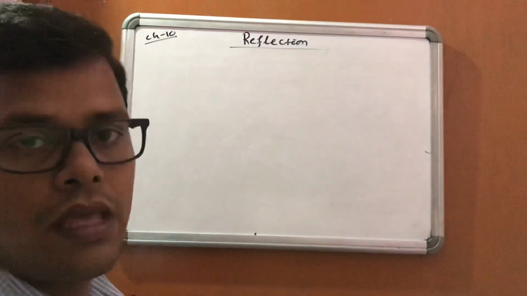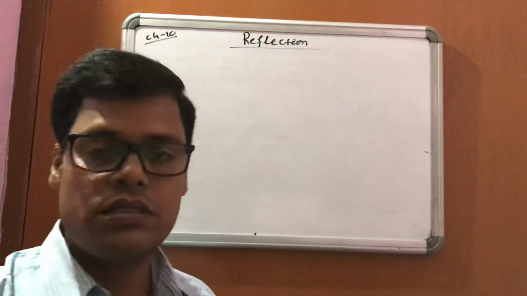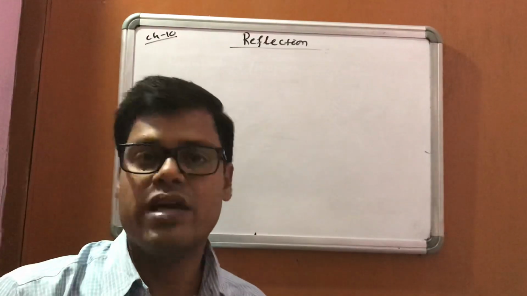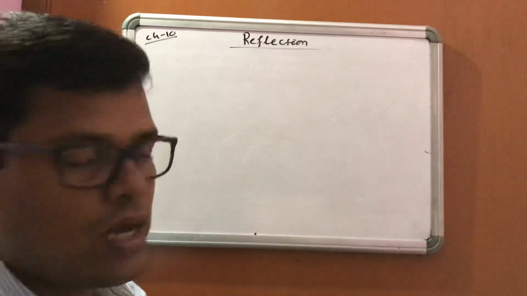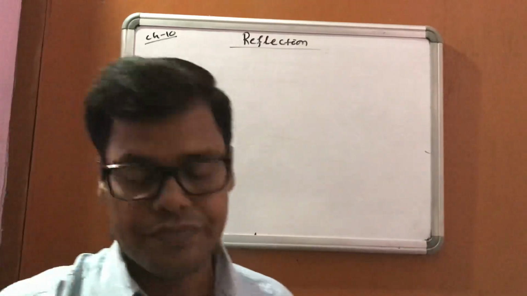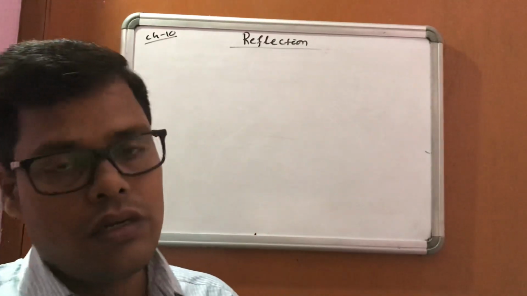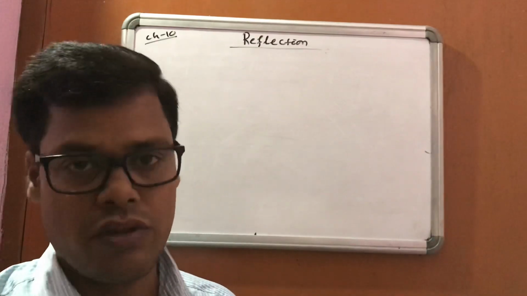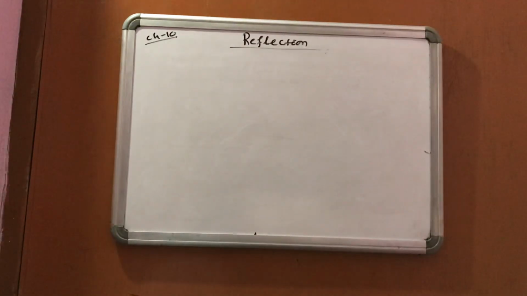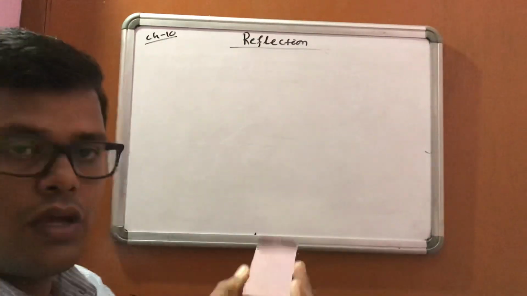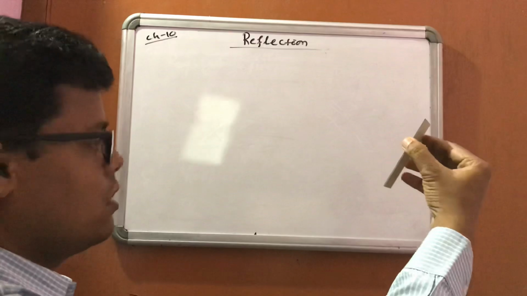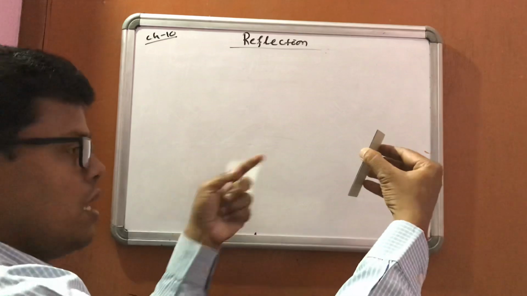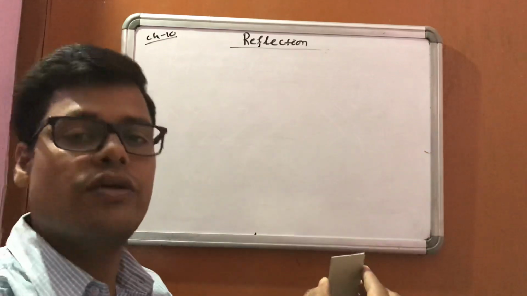Hello friends, in this video we'll discuss reflection, chapter 10, light reflection and refraction. We are all acquainted with seeing the image of our face in a plane mirror in the early morning. What happens in this mirror? When a light ray is incident on it, it bounces back, and this bouncing back of the light is known as reflection.